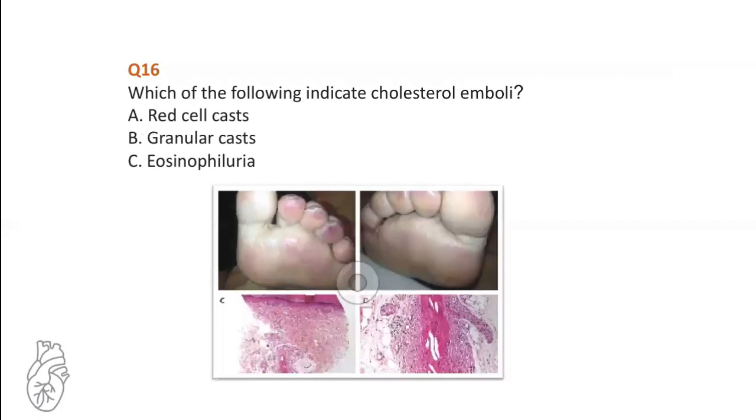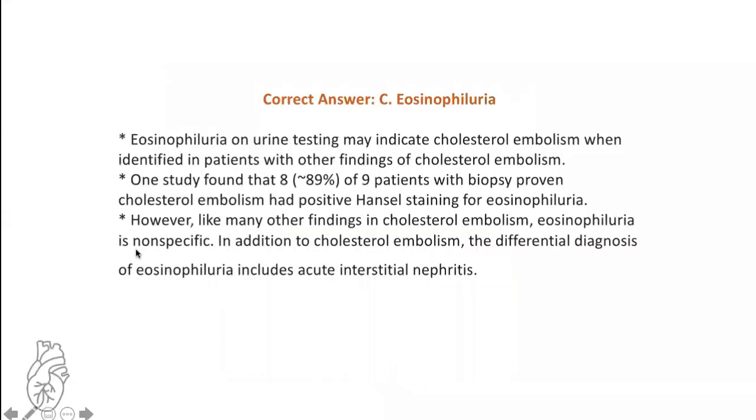Which of the following indicate cholesterol emboli? Red cell cast, granular cast, eosinophiluria. Yes, eosinophiluria. So eosinophiluria is usually indicative of cholesterol emboli, but it's not always. You can have eosinophiluria in acute interstitial nephritis.